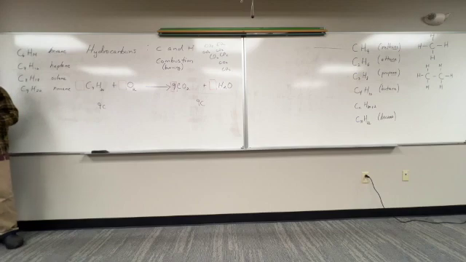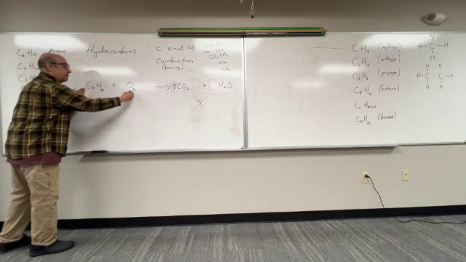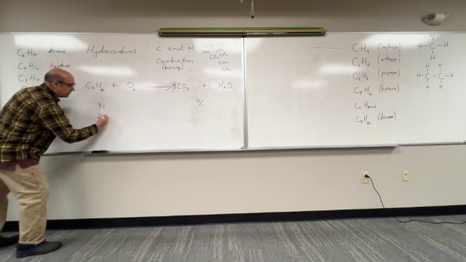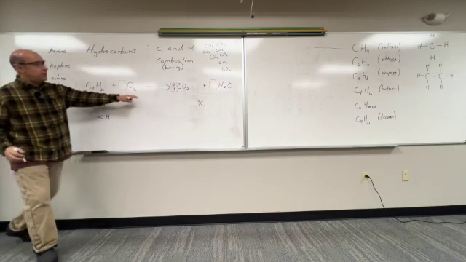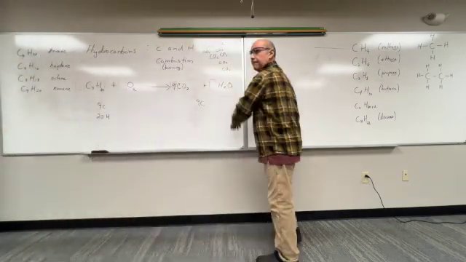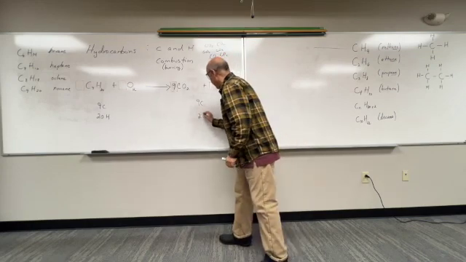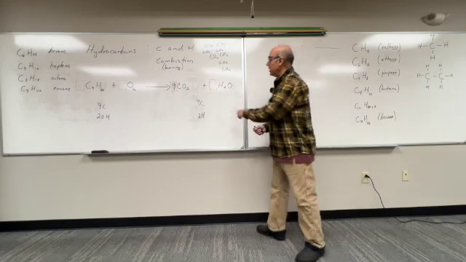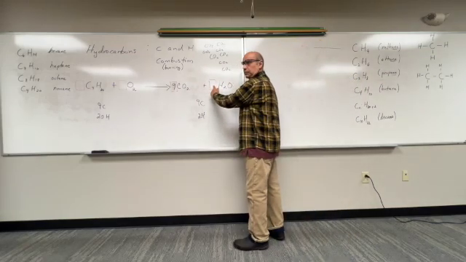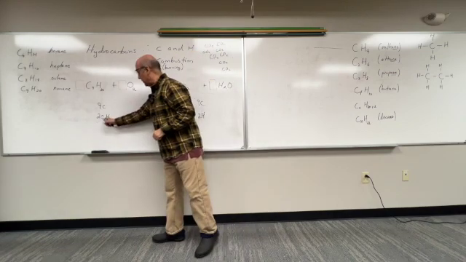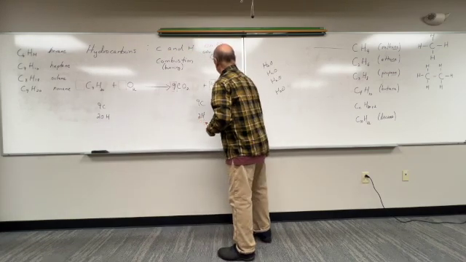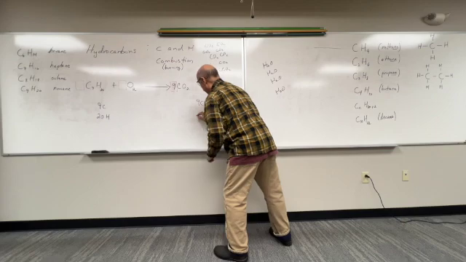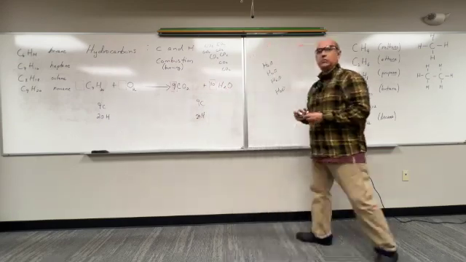Hydrogens? Wait, is hydrogen on this side or that side? No, on this side: 20 hydrogens on this side. How many hydrogens do I have on the other side? Only 2. So the hydrogen is not balanced. I need to put a number here that will give me 20. 10 times 2. Now we have 20 by putting a 10 in front of the H2O.